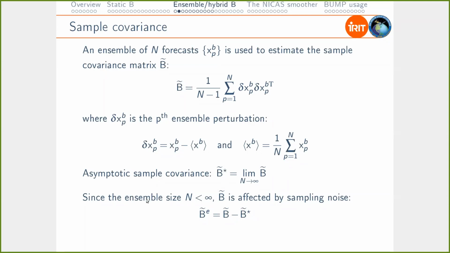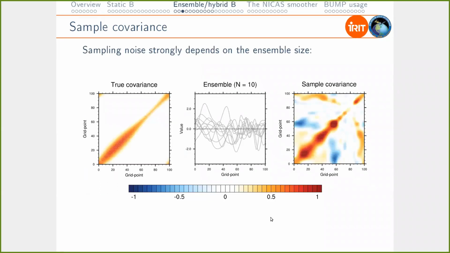Since we don't have an infinite ensemble, our estimation of B tilde is affected by sampling noise. It's just the difference between what we get and what we would have with an infinite ensemble size. It's important to have in mind that the sampling noise strongly depends on the ensemble size.